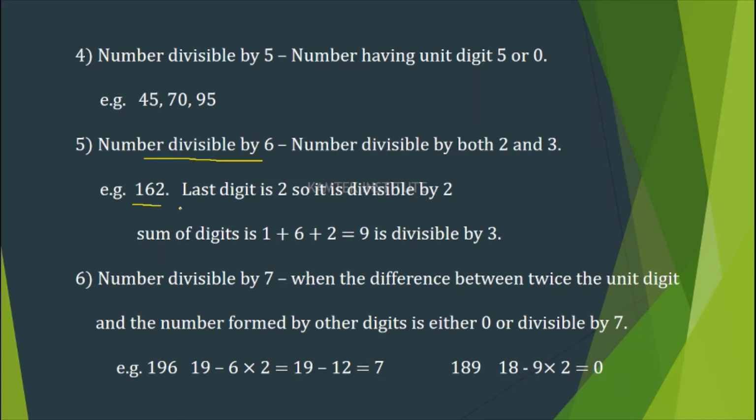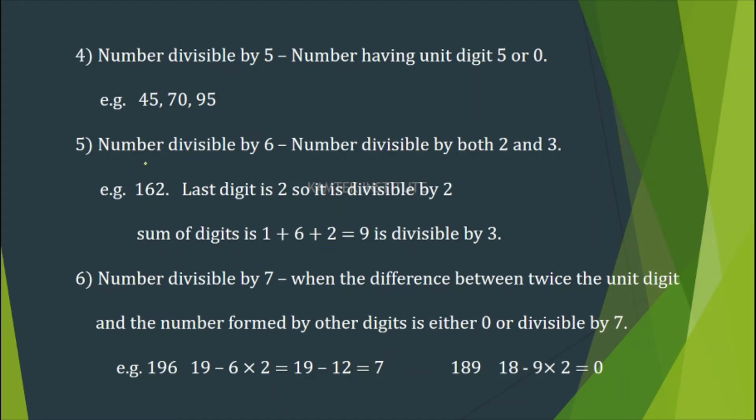So in order to check whether this number is divisible by 2, we'll take its unit place number, that is 2, which is an even number. So this number is divisible by 2. Now in order to check whether this number is divisible by 3, we need to add all these digits, that is 1 plus 6 plus 2. 1 plus 6 is 7 plus 2 is 9. So 9 is clearly divisible by 3. So this number 162 is also divisible by 6.